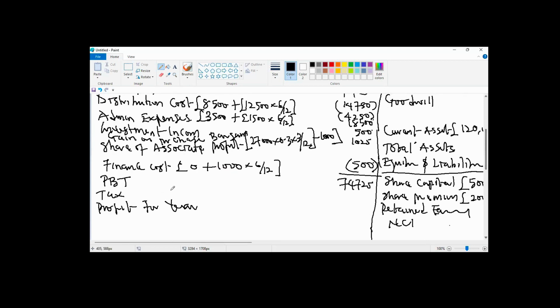The tax. What is the tax of the parent? 9,000 plus 12,000 and 6/12. That will give 15,000. Profit for the year: 74,725 minus 15,000, 59,725. And that's the profit attributed.